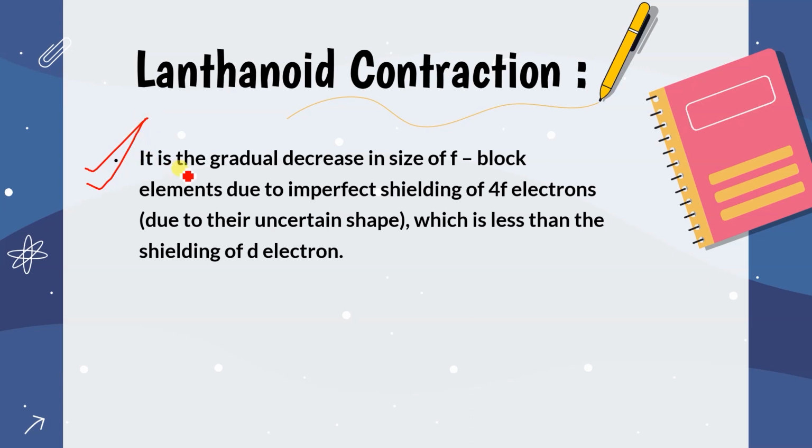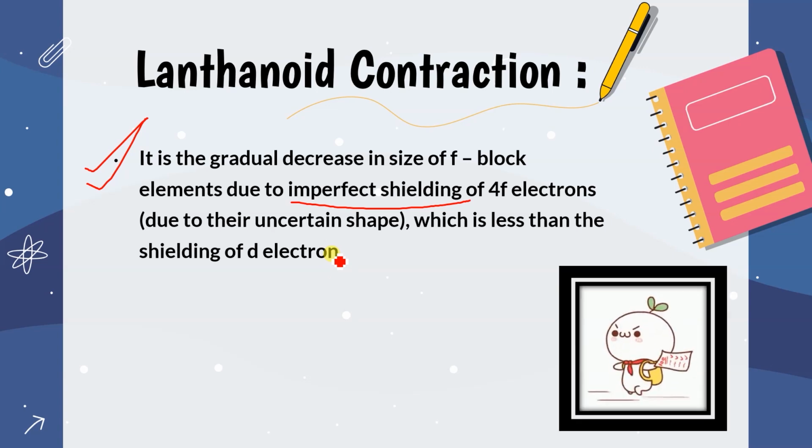Okay. So it is the gradual decrease in size of F block elements due to imperfect shielding. The F block orbitals cannot shield the electron well because of their uncertain shape. They don't have a proper shape even. So that's why the shielding effect is imperfect, which is less than the shielding effect of d electrons. Okay, so due to this lanthanoid contraction, the atomic size of all the lanthanoids becomes almost equal.